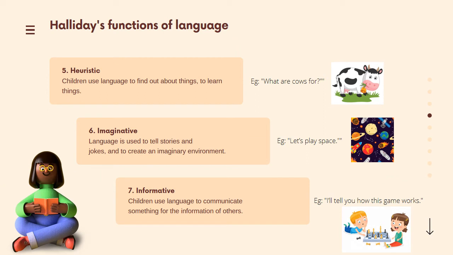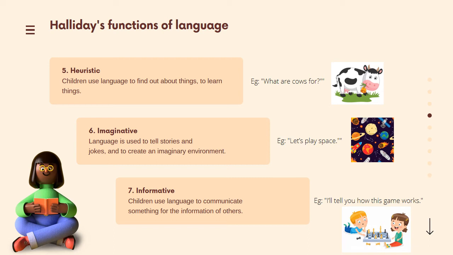Continue with the fifth function, which is heuristic. Children use language to find out about things or to learn about things. For example, the child may ask, what are cows for? And then we have the imaginative function. Language is used to tell stories and jokes and to create an imaginary environment. For example, let's play space.